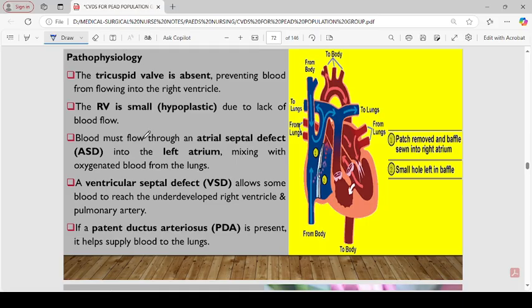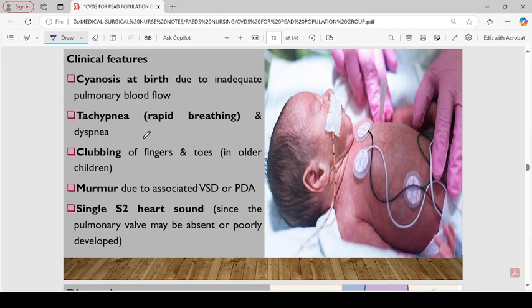The tricuspid valve is absent, preventing blood from flowing into the right ventricle. The right ventricle is going to be small, that is hypoplastic, due to lack of blood flow in it. So blood must flow through the atrial septal defect into the left atrium, mixing with the oxygenated blood from the lungs. Ventricular septal defect allows some blood to reach the underdeveloped right ventricle and pulmonary artery. If a patent ductus arteriosus is present, it helps supply blood to the lungs.